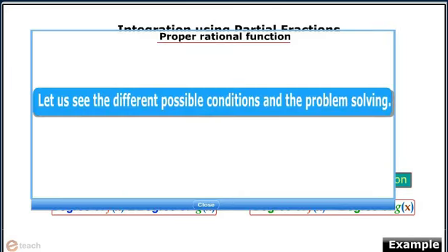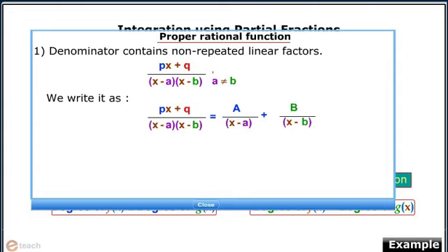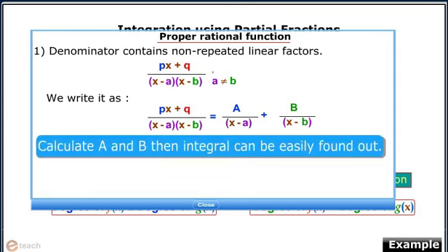Proper rational functions. Let's see the different possible conditions of problem solving. Number 1. Denominator contains no repeated linear factors, which is (px plus q) divided by (x minus a) into (x minus b), where a is not equal to b. We write it as (px plus q) divided by (x minus a) into (x minus b) equals A divided by (x minus a) plus B divided by (x minus b). Now calculating A and B, the integral can be found out easily.